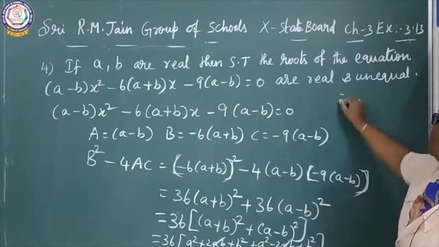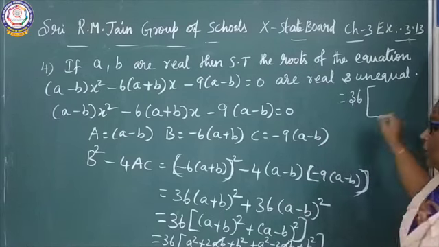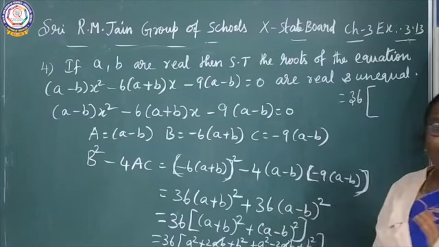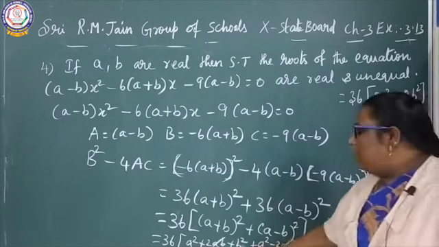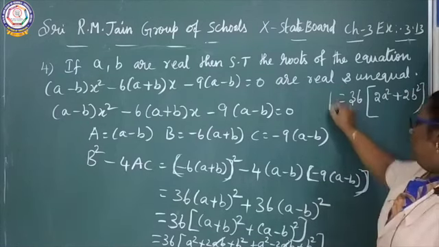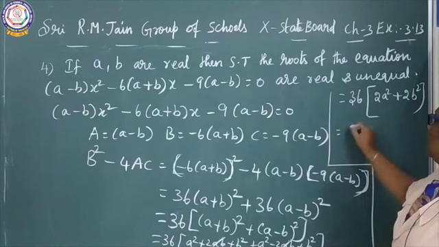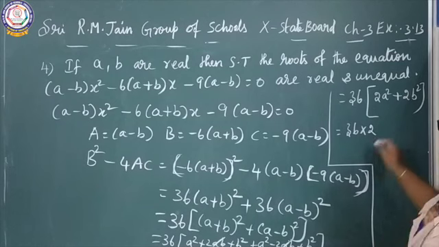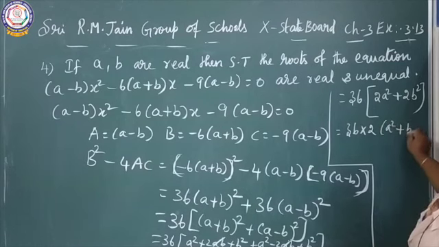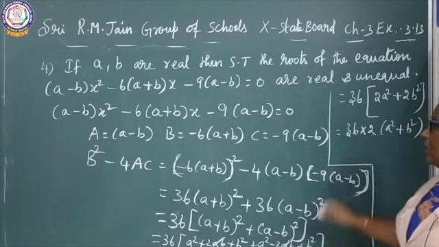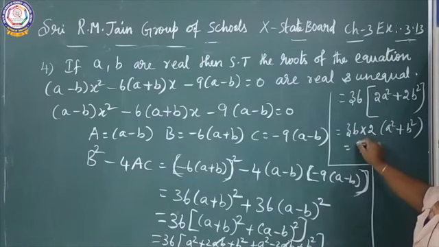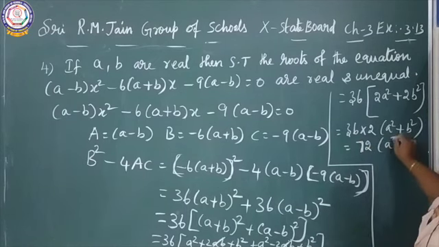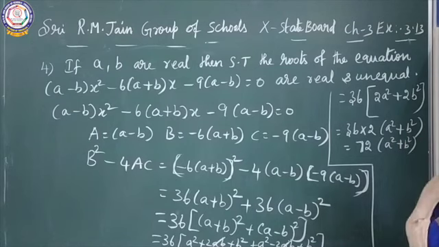It gives 36 into a square plus a square, which is 2a square, plus 2b square. b square plus b square is 2b square. See here, it gives 36 into 2, you can take it out commonly. What is the remaining thing? a square plus b square. It gives 72 into (a square plus b square).